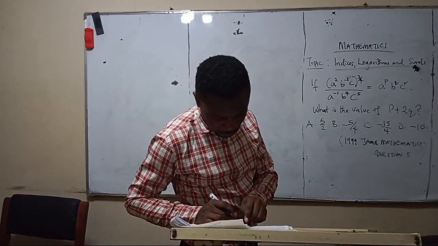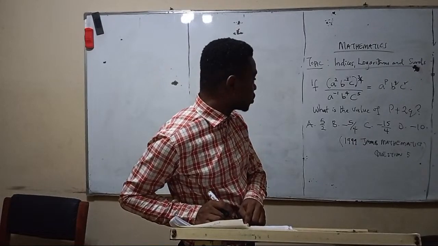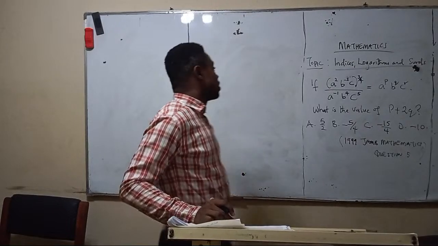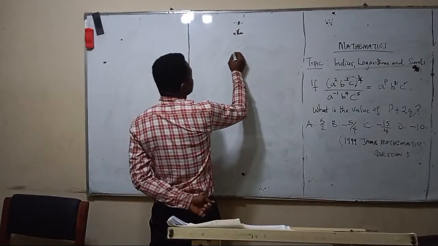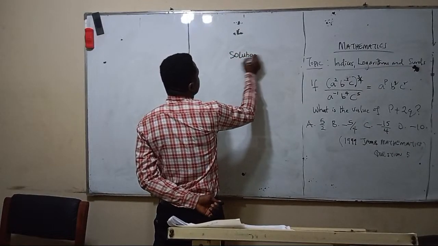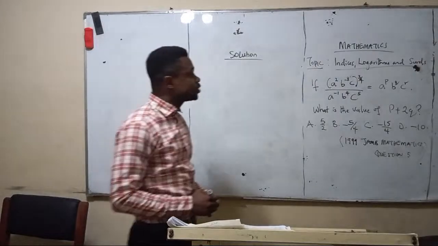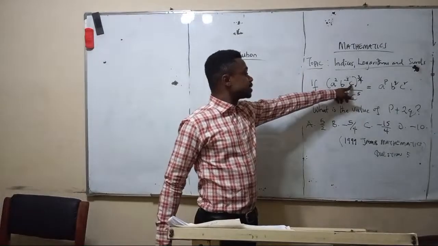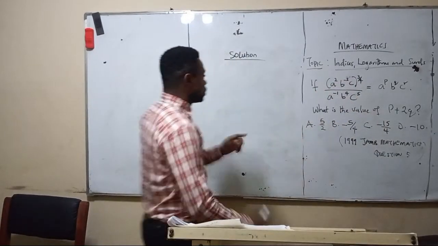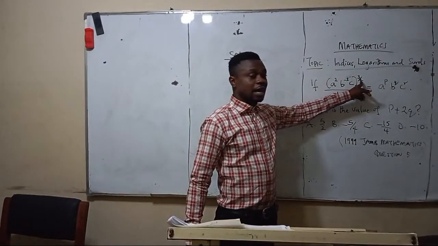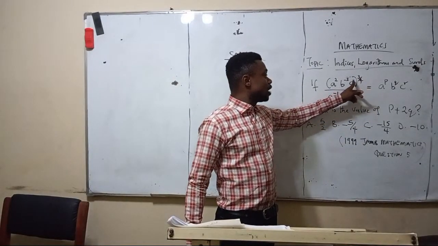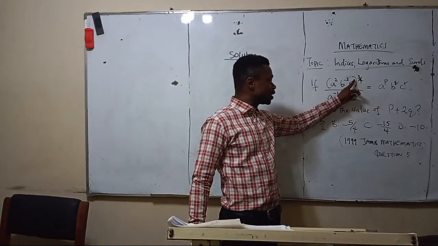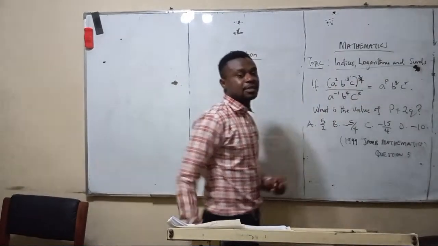I'm trying to confirm the question again to be sure that it's correct before I start solving. Okay, it's correct. All right, let's start. Solution. Now, the first thing to do is to open up these brackets. This c is the same as c raised to power 1. So that means we use the power outside to multiply all the powers inside. It is a law of indices.